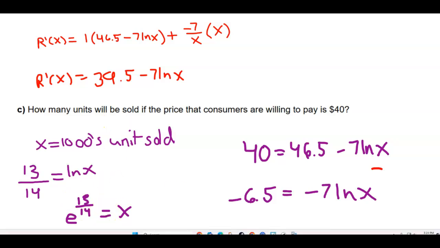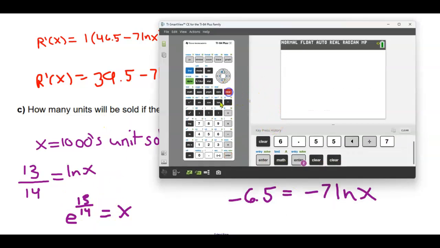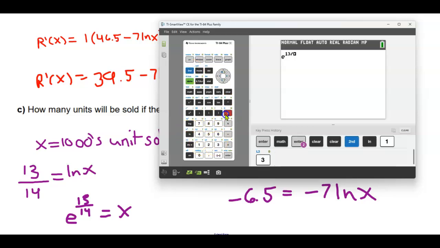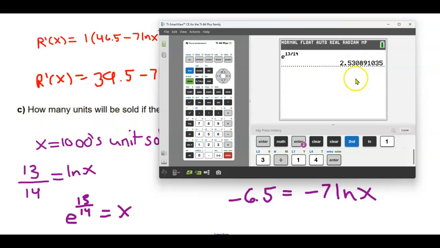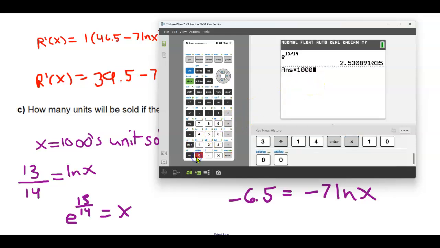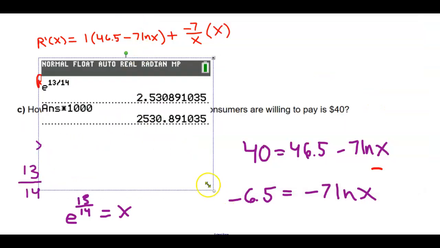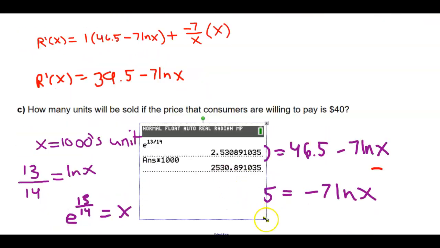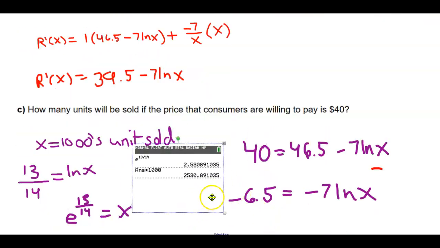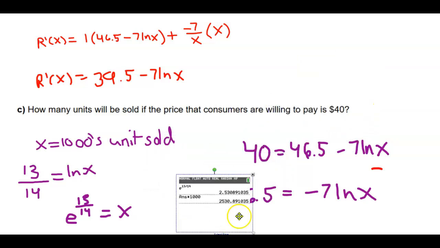So this is actually a number. You might not necessarily read it immediately as a number, but e raised to the 13/14 is just a number. And this is the value of x. Now, the question is how many units will be sold, and x was defined as thousands of units. So if we really want to answer this question, we can't forget to multiply by 1,000. And then we make sure we round accordingly, probably just to the nearest whole number. So 2,531 should be a suitable answer here.